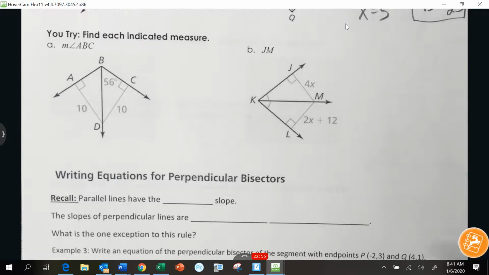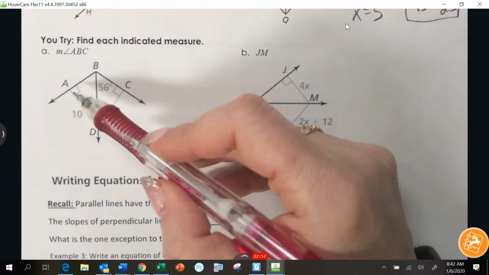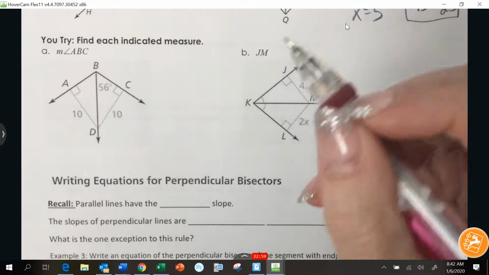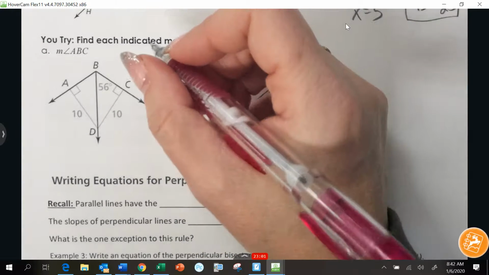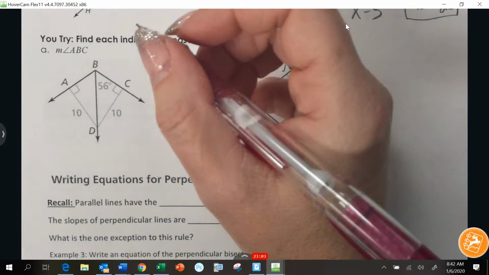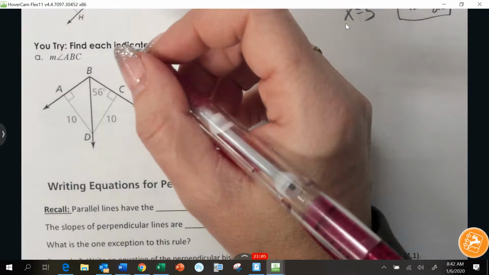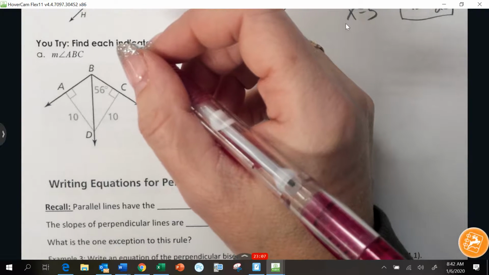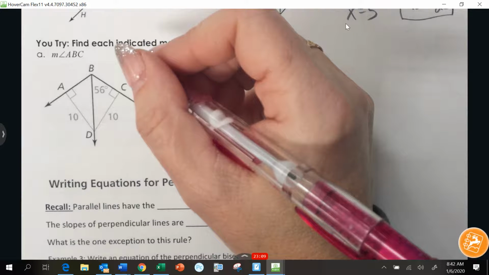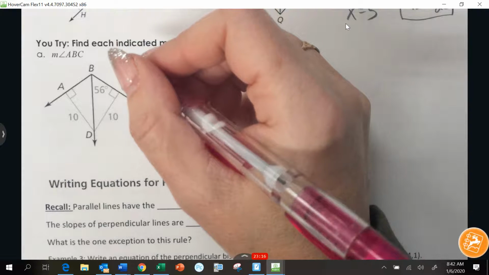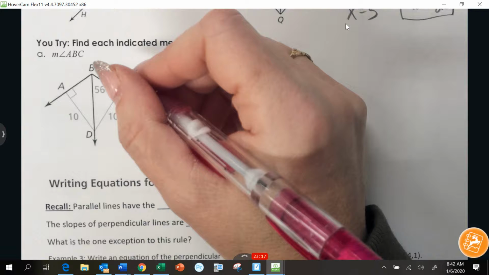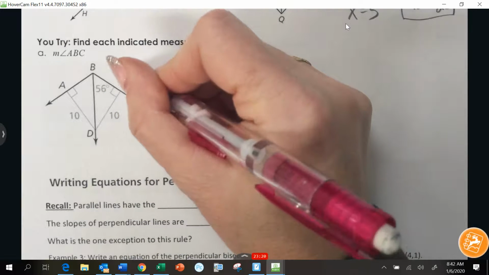All right, you try. Measure of angle ABC. Find the measure of angle ABC. Who have I not called on? I know I haven't called on Emily. Who else haven't I called on? David, did I call on you yet? Did I call on you yet? Okay, there's two of you.